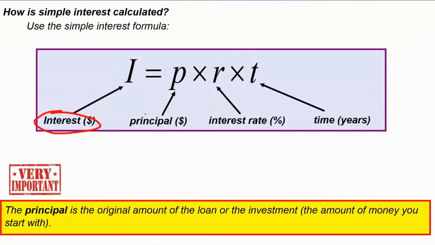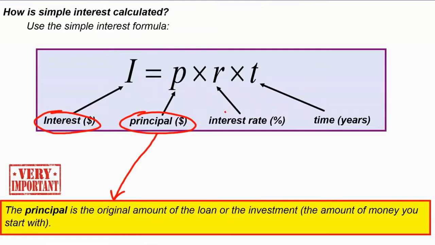And then P stands for the principal, which is the amount of money you start with. This is an important concept if you've never heard of principal before. The principal is the original amount of the loan or the investment. It's the amount of money you always start with. So if I take out a loan from the bank for $1,000, the $1,000 is my principal. Or if I invest in my savings account $300, the $300 is my principal. So principal is the original amount of money you start with.